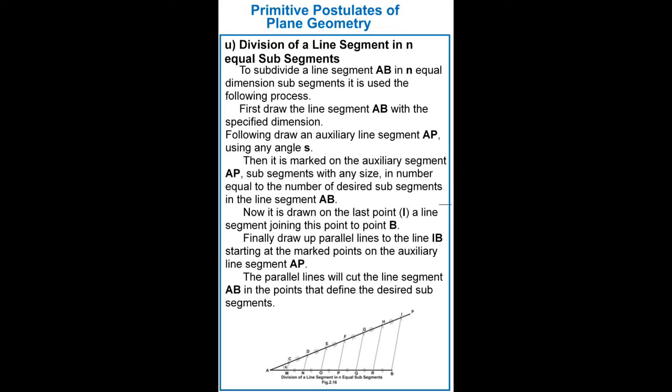Continuing with the process, a line segment is drawn which joins the last marked point to point B. Then, parallel lines are drawn through each of the points defined by the subsegments marked in the line segment AP. The points of intersection of these parallel lines in the original line segment AB define the subsegments of the original segment AB. This marks the points M, N, O, P, Q, R in the original segment AB.